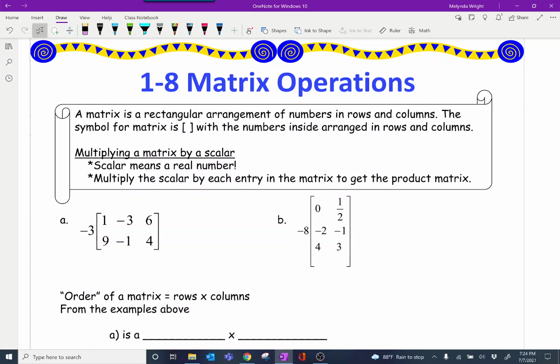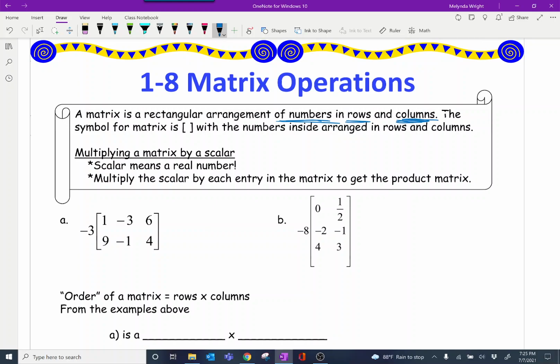All right, let's take a look at some basic matrix operations. So what is a matrix? A matrix is a rectangular arrangement of numbers. It could be variables also. We're just going to be working with mostly numbers in rows and columns. Okay.